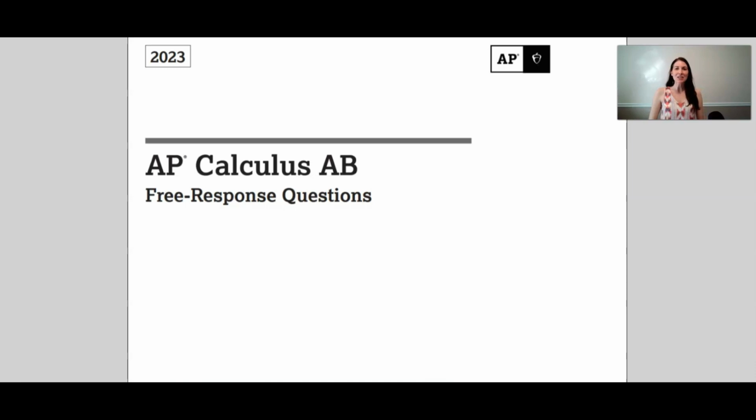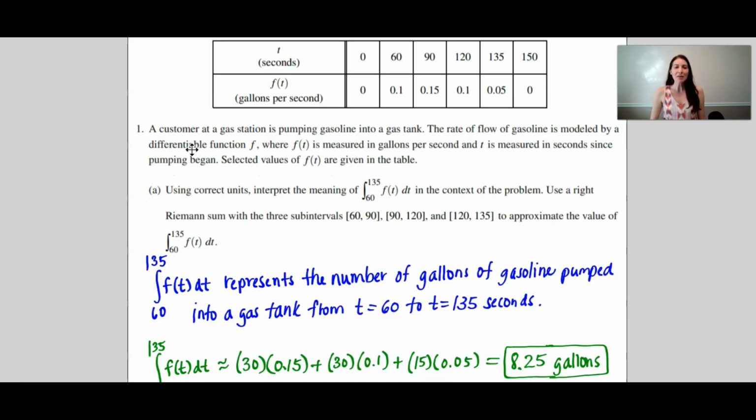All right, here is question number 1, part A. It talks about a customer at a gas station, and asks us to, using correct units, interpret the meaning of this integral. When you take the integral of a rate, you find an amount. So if we're taking the integral in gallons per second, we get out gallons. This integral represents the number of gallons of gasoline pumped into a gas tank from 60 seconds to 135 seconds. Then it asks us to use a right Riemann sum with these 3 subintervals to approximate this integral.